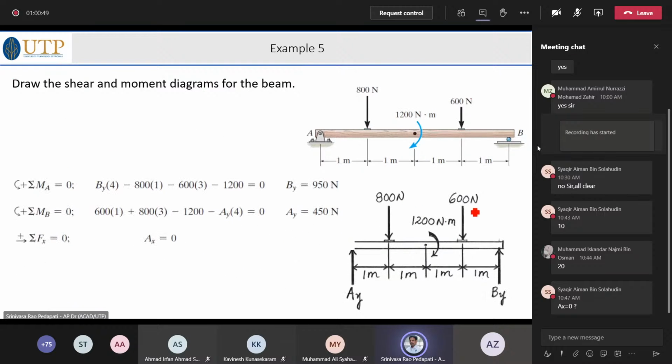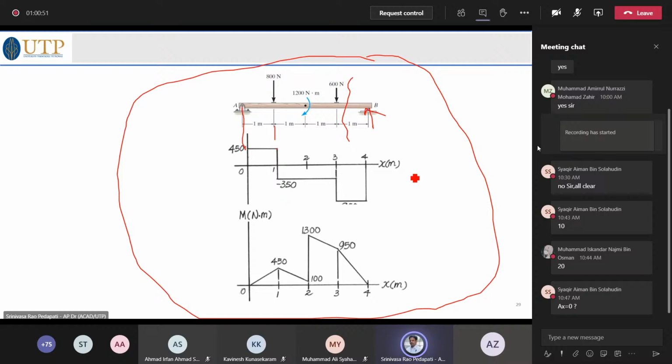The only force acting at this point is 950, so therefore 950 upwards. 950 upwards means 950 negative, because as I said, on the right side of the figure we take upwards as negative. So this quantity here is 950. You got it? So the shear force diagram is clear.